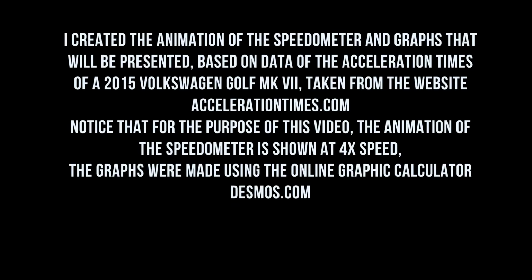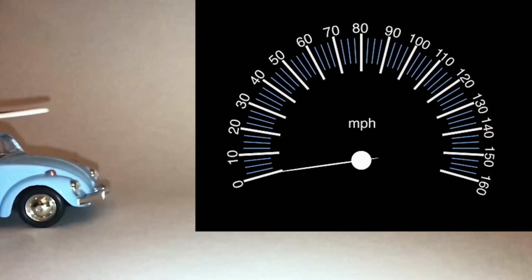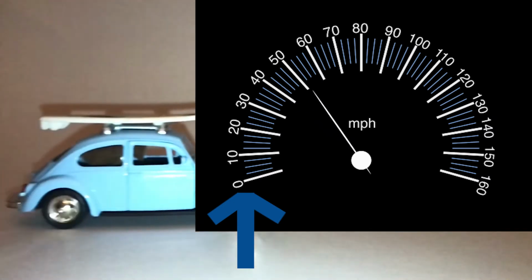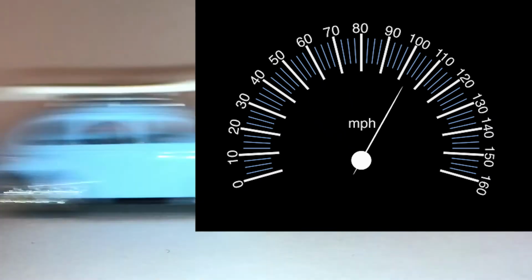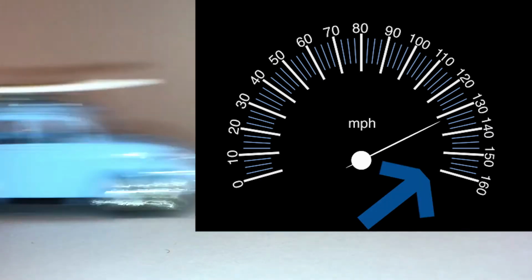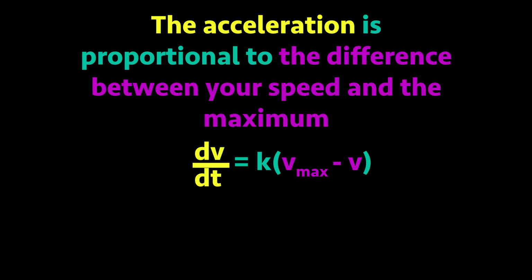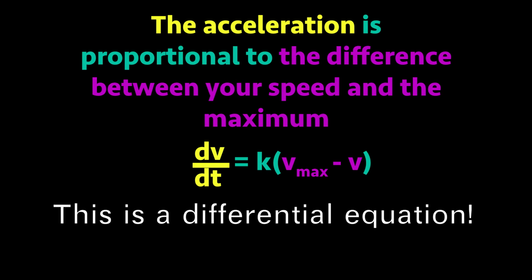Cars. Imagine a car that just started to accelerate as much as possible. Notice that at first, when it's far from full speed, it accelerates a lot, but when it's close to hitting full speed, it's really hard to accelerate. In other words, the acceleration is proportional to the difference between your speed and the maximum. Congratulations, you've just written down a differential equation.